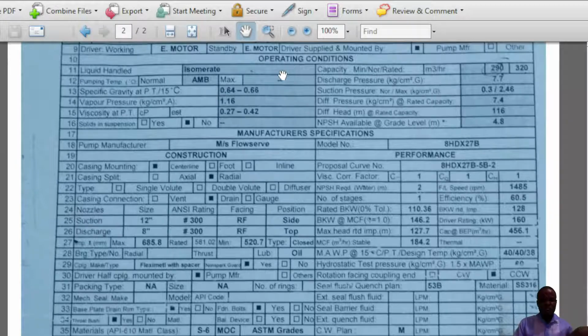So these are the operating conditions. Your specific gravity at what temperature is going to be specified. Your vapor pressure is going to be specified. The viscosity of the fluid must be specified.